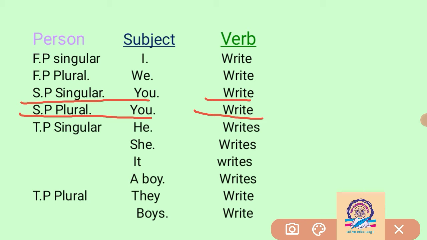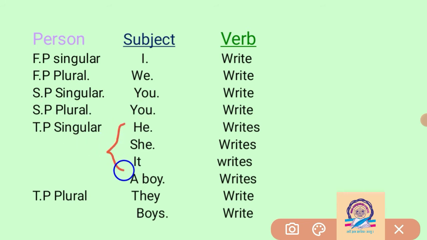Then third person. Here, third person singular, so we use he, she, it. We use he, she, it, or one singular noun like a boy, a bird, a monkey, etc. These words we can use in the third person singular. So third person means the first person speaker and the second person listener, we both are talking about the third person. And if the third person is masculine gender, we have to write he.